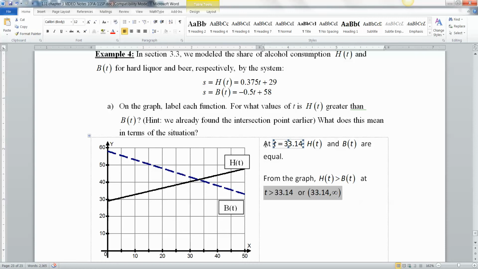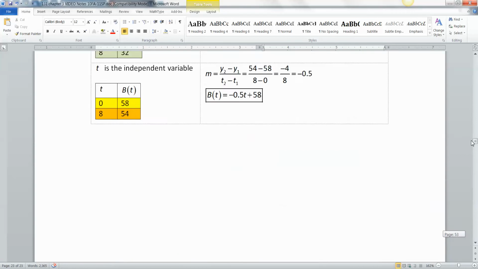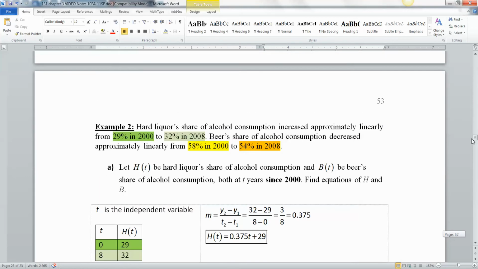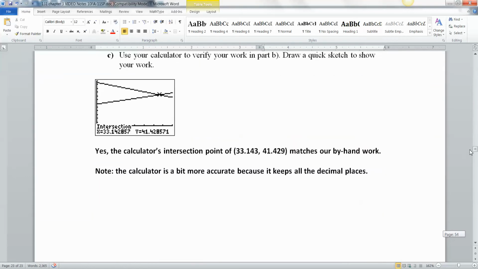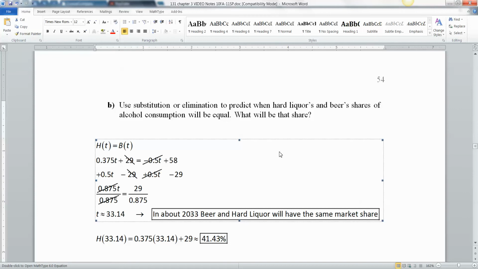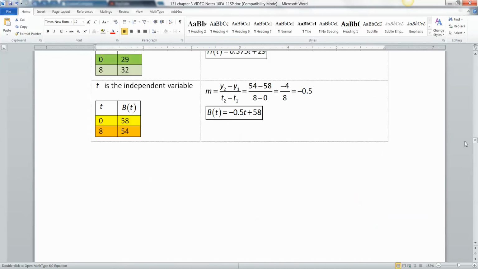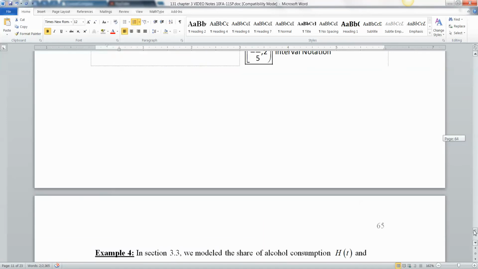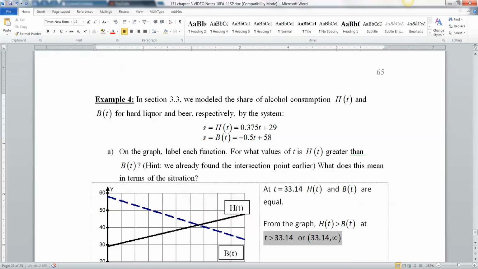So we found that they were equal at 33.14, because we found that several pages ago, on page 54. Yeah, 54. And by the way, just on a side note, remember this was since 2000. So just a reminder, that's our starter year. We'll have to keep that in mind when we get to our explanation part. So let me just put that in here real quick.